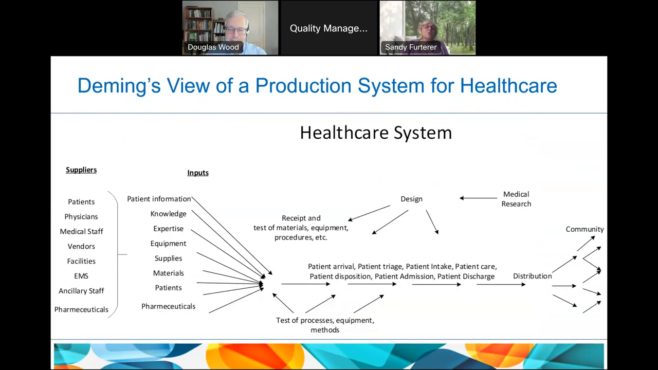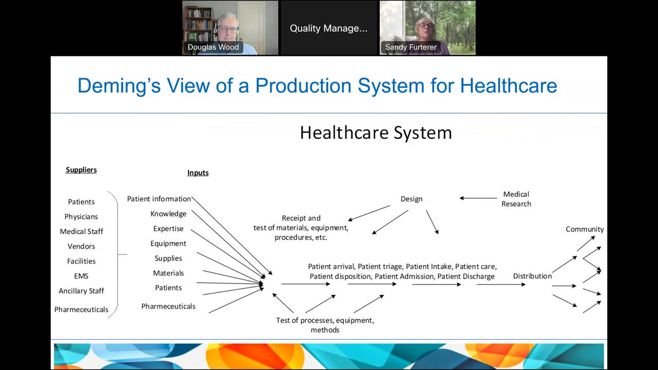So another view of a system to start with, you know, how the analysis starts when we're trying to focus on improving processes. And Deming, of course, always talked about a system, and he had his view of a production system, and I adapted this view for healthcare. The examples that Doug and I are going to be talking about today are going to be applied in an emergency department. So I wanted to show you the big picture of this, what the system looks like from the black box view of it.